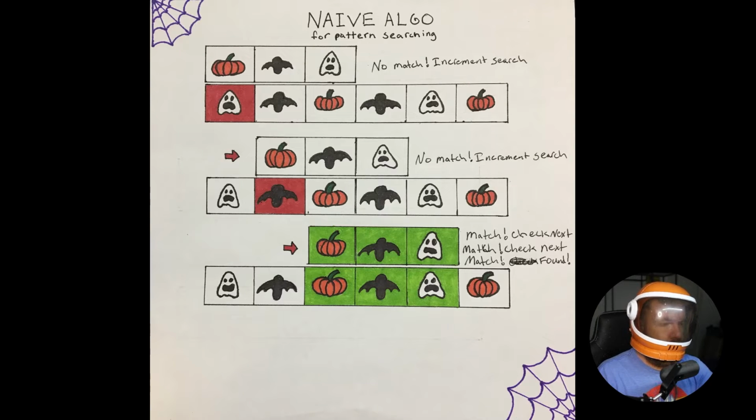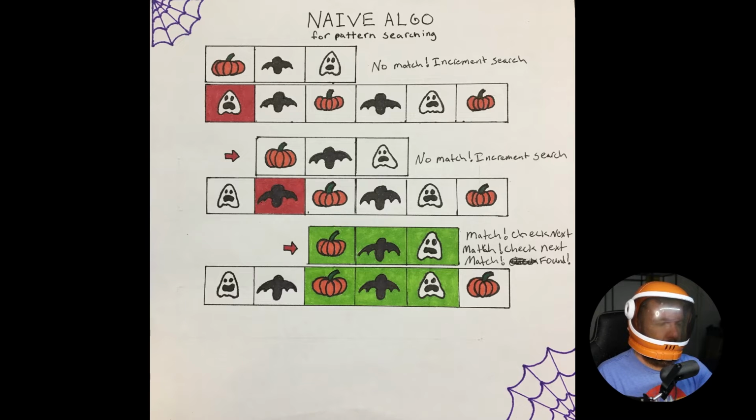All right, today we're going to go over the naive pattern searching algorithm. We use this to find a pattern in a string. Up here, our pattern is going to be pumpkin, bat, and ghost. We're going to start with our first pattern and look at it. Do we have a pumpkin at the beginning? No, we got a ghost here.